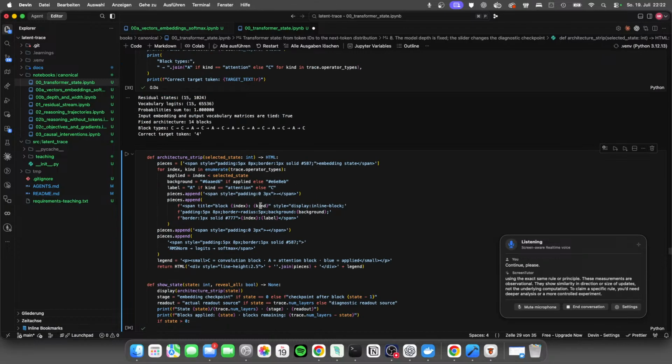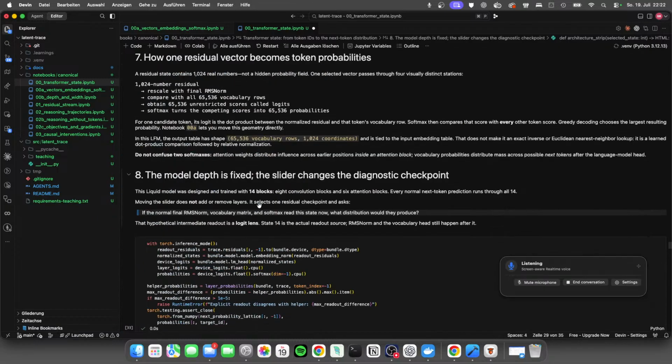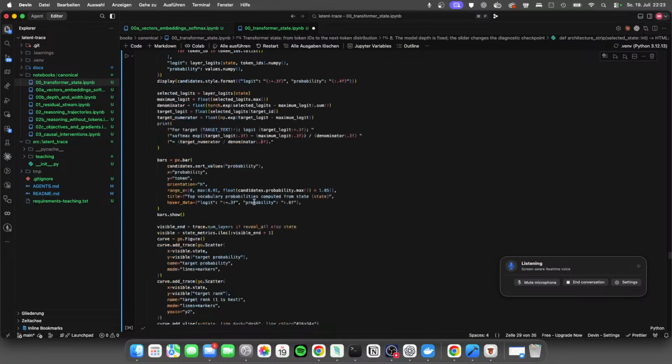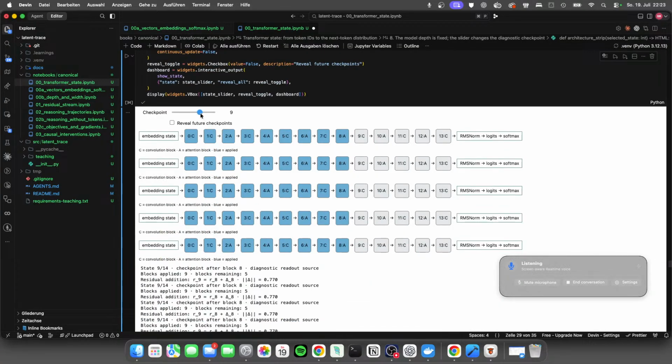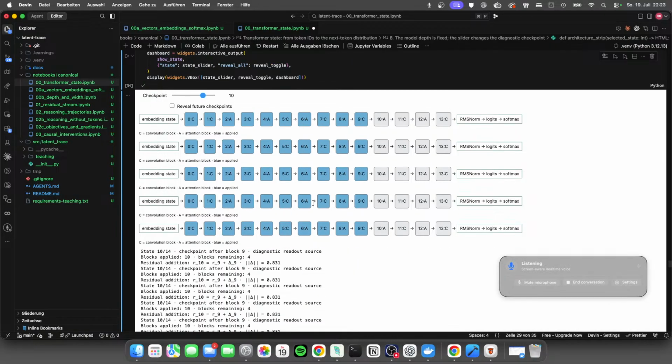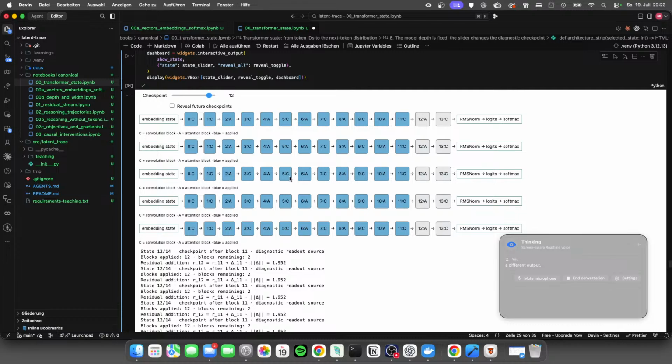Okay, and what I'm looking at now, in the last section, section 8, is: the model def is fixed, the slider changes the diagnostic checkpoint. The liquid model was designed and trained with 14 blocks, 8 convolution blocks and 6 attention blocks. These are basically the layers we are talking about the whole time, right? And what this is now doing, take a screenshot please, is say, okay, if we cut off after a specific layer, called checkpoint here I would guess, we then of course get a different output. Take a screenshot again please and continue.